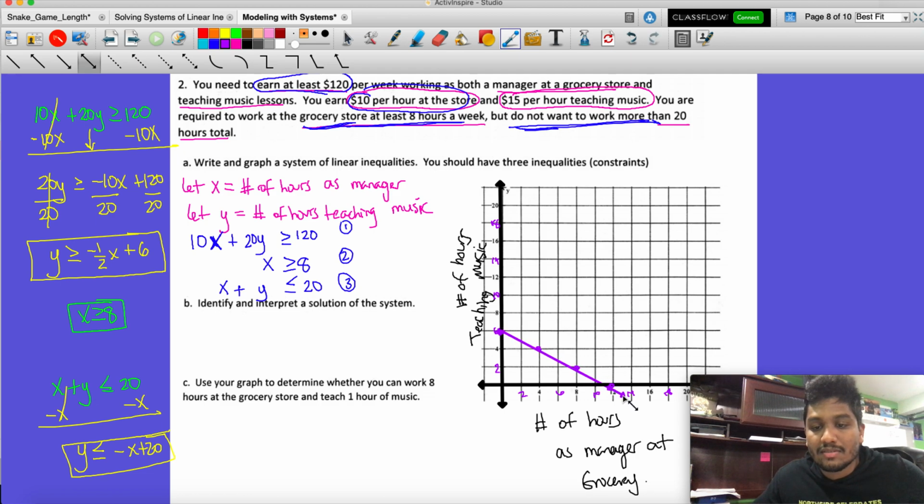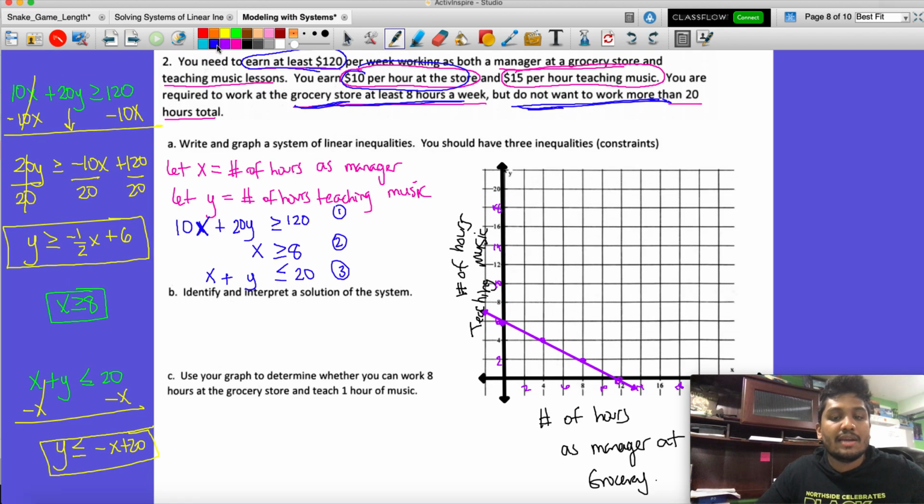So let's use purple for this. Okay, and can I grab that? Perfect. And let's do this one now in blue. X is greater than or equal to 8. Now, X is greater than or equal to 8 is actually a vertical line, and it's this vertical line right here that passes through 8.